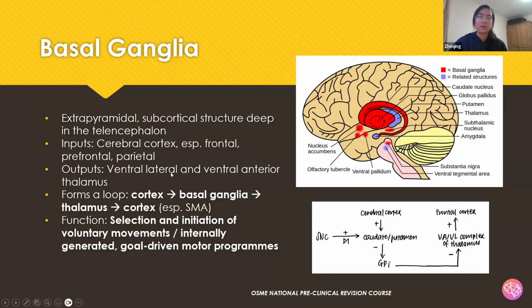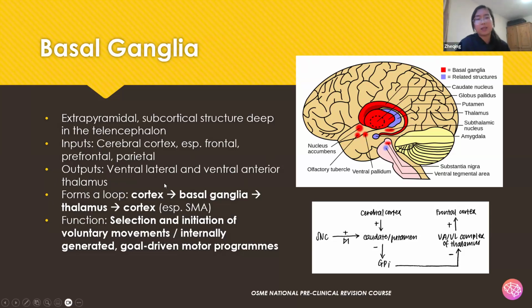and it had input from the cerebral cortex, so especially the frontal, prefrontal, and parietal, and it outputs to the ventral lateral and ventral anterior nuclei of the thalamus. And that's how it then connects from the VL and VA thalamus. It then connects to the primary motor cortex. So it forms a loop.